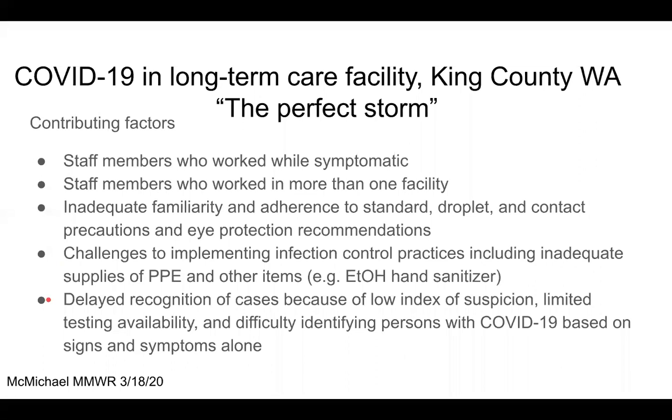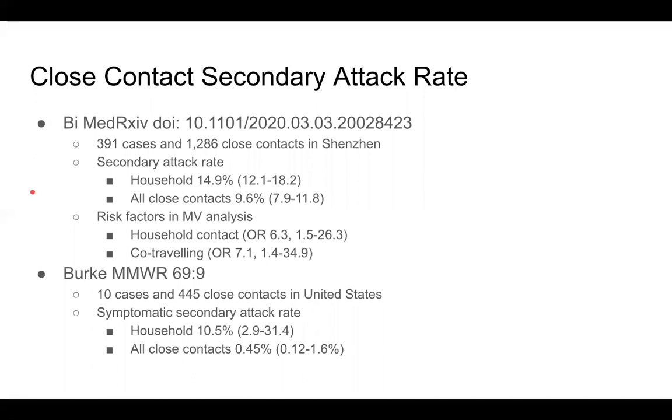And as a last word on transmission, we wanted to highlight these two studies looking specifically at close contact secondary attack rate. This top study is a preprint that looked at 391 confirmed cases and 1,286 close contacts in Shenzhen. Symptomatic cases were isolated and treated at designated hospitals regardless of test results, and contacts were isolated at home and monitored with release contingent on a negative PCR.